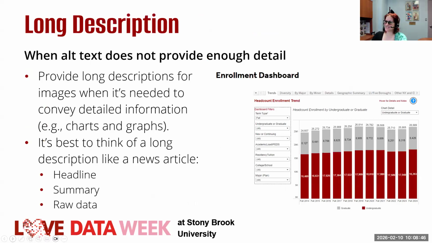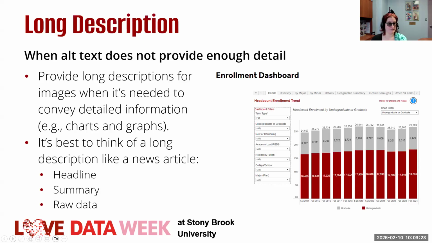All right. Now I just talked about longer descriptions, but I'm going to actually talk about how to write one. When alt text does not provide enough detail, provide longer descriptions for images when it's needed to convey detailed information. For charts and graphs, it's best to think of a long description like a news article. The first sentence should always be the headline. What is the overall main idea of the chart? In the case of the chart that I have sampled, I have an enrollment dashboard. So my headline is, we're looking at headcount enrollment trends from fall of 2014 to fall of 2024.